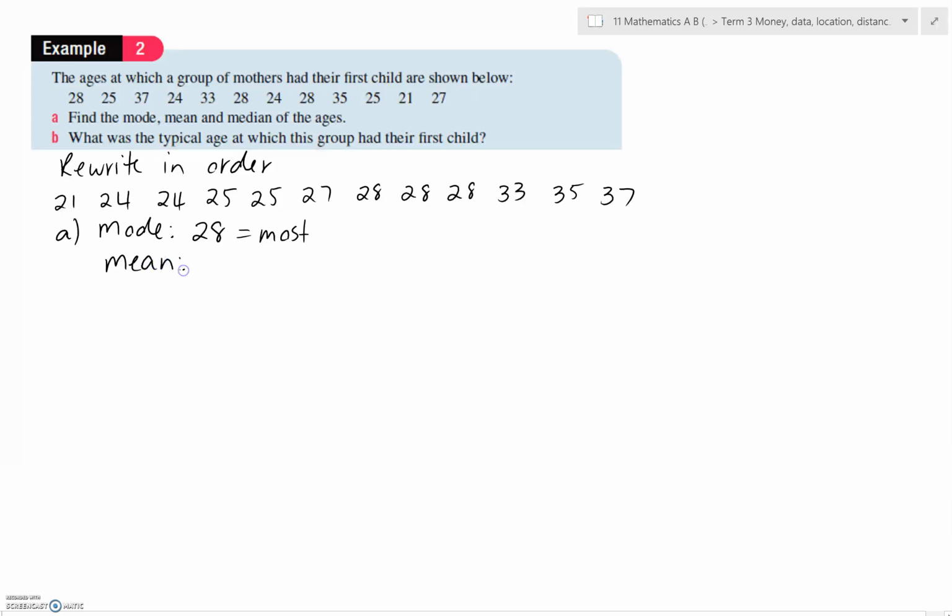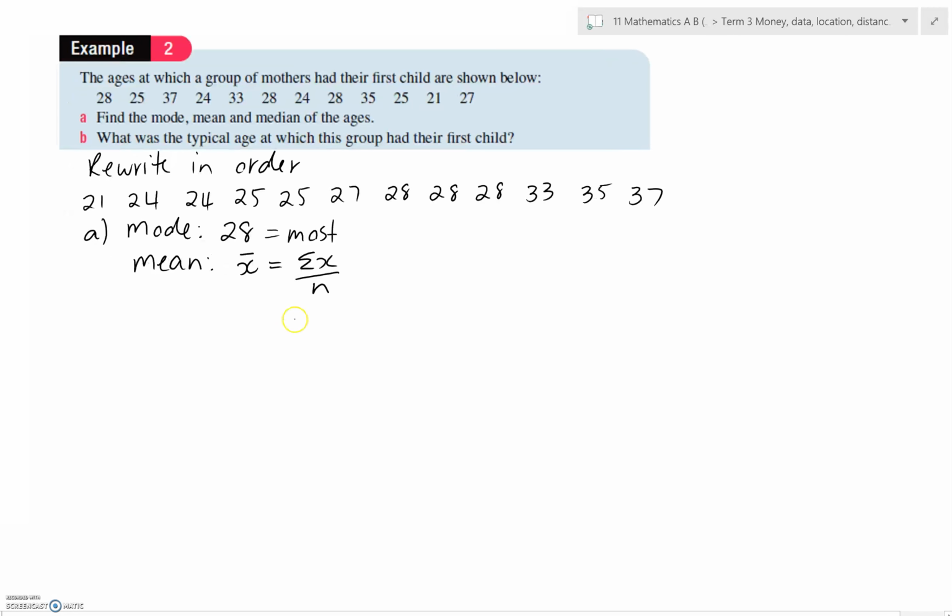Our mean. Now, write the formula every time. X bar equals the sum of X over N. X are the data scores that you've got, the individual bits of data, and N are the number of data items that you've got. So it's just finding the average. You know how to do that, but you might not have set it out like this before.